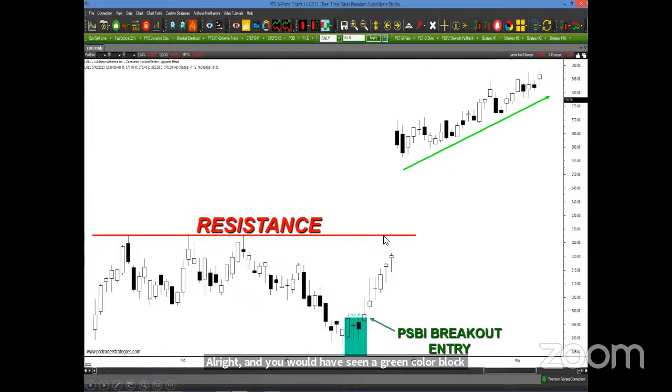You wouldn't have to wait for support and resistance to be broken. You could simply wait for this color block to be broken. Once price trades above this color block, doesn't have to close above there, simply has to trade above. That's your entry point. And you could have taken advantage of all this big move up. You wouldn't have missed this breakout at all using the PSBI breakout tool.